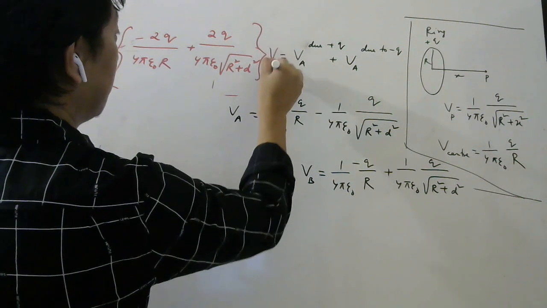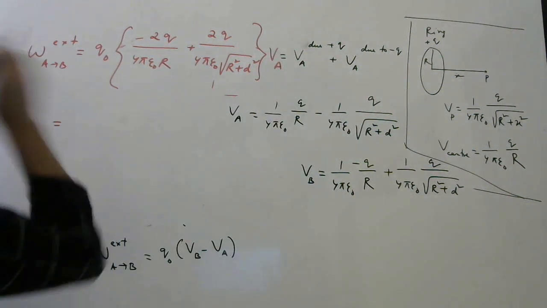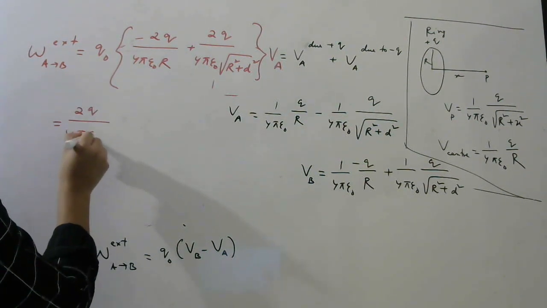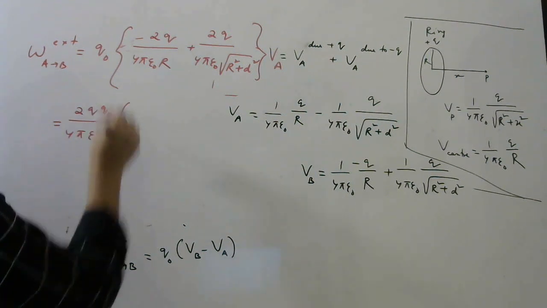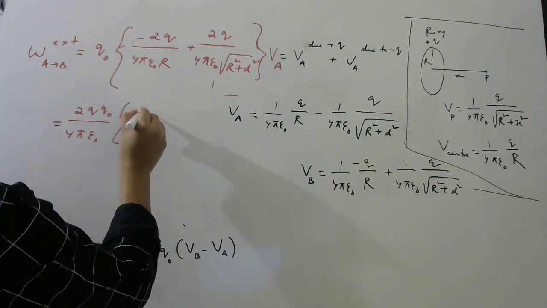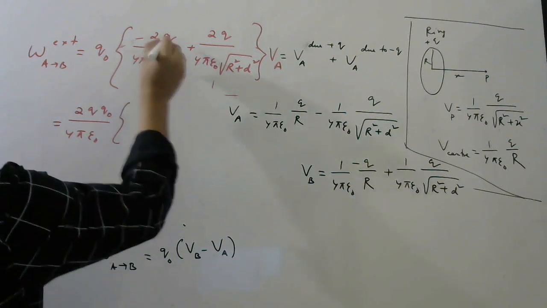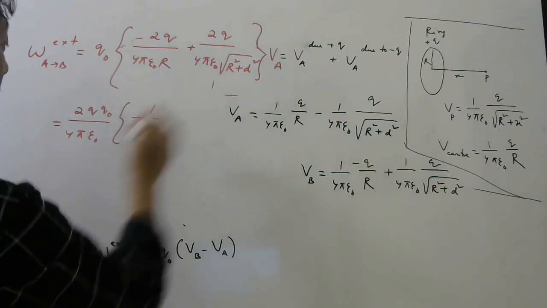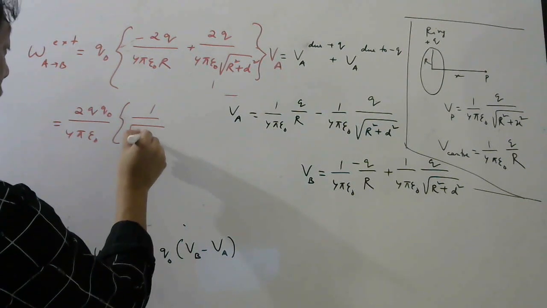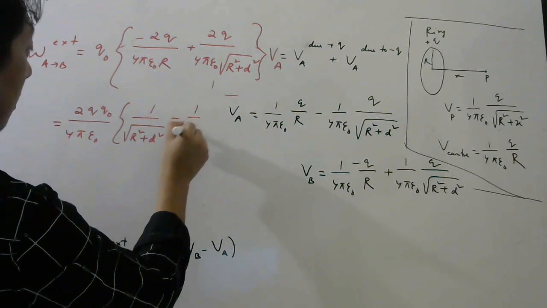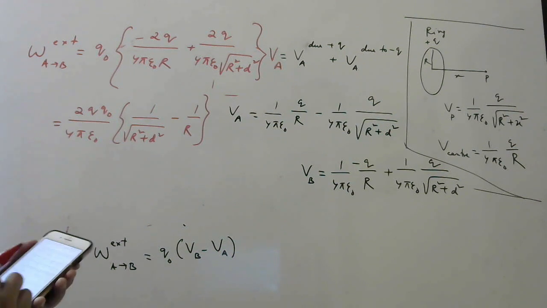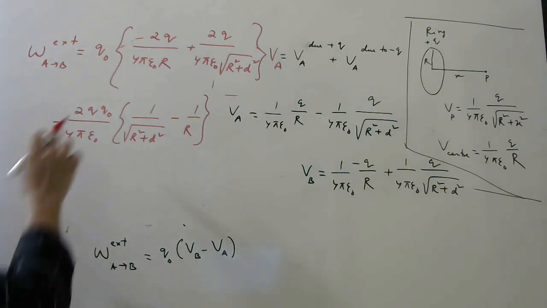So finally I can take a few things common: 2q by 4 pi epsilon naught, and q naught common. Here what will be left? It will be 1 by root over r square plus d square minus 1 by r. So let's see which option matches the result which we got. Option C, if you look, we can cancel 2 and 4.